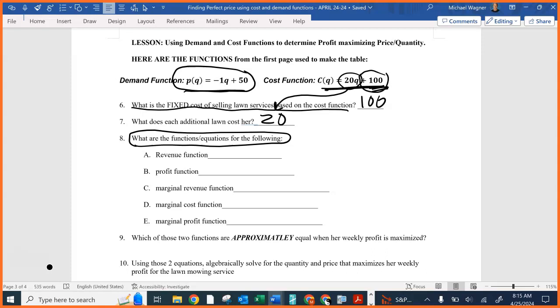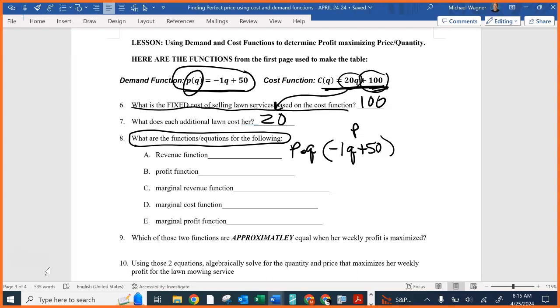But if we're looking for revenue, you've got to remember it's going to be the price of something times the quantity of it, right? So this first demand equation gives me the price, right? But not the quantity. So basically the first one is going to be the price, -1Q plus 50. Okay, so let's write that out and put it in parentheses so we can distinguish it. That whole thing in parentheses is equal to just the price based upon the Q.